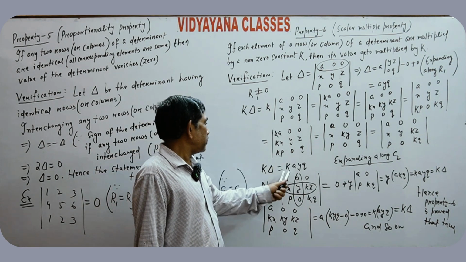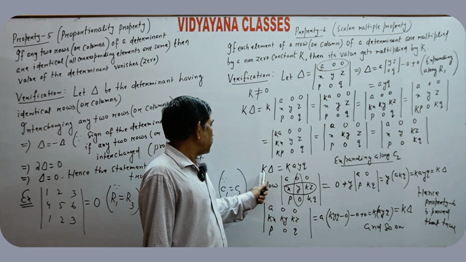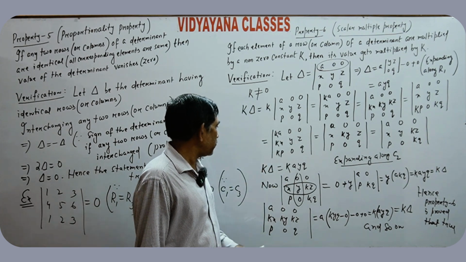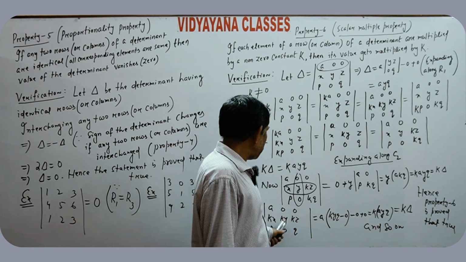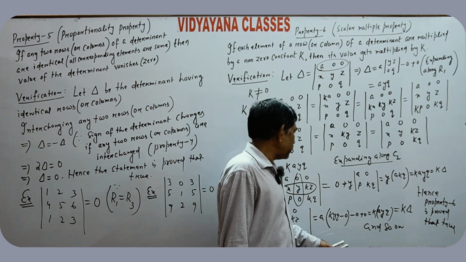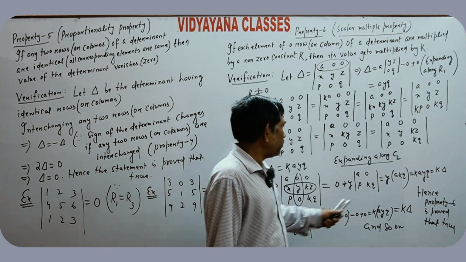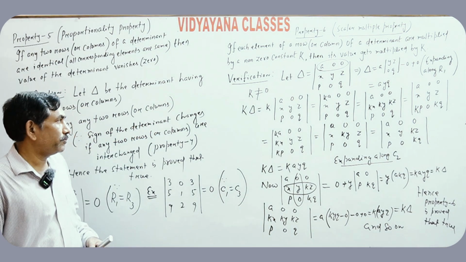It gives k del. K del is equal to this. Expanding this determinant, it also gives k del. Expanding this determinant, it also gives k del. All are the same. Are you clear?